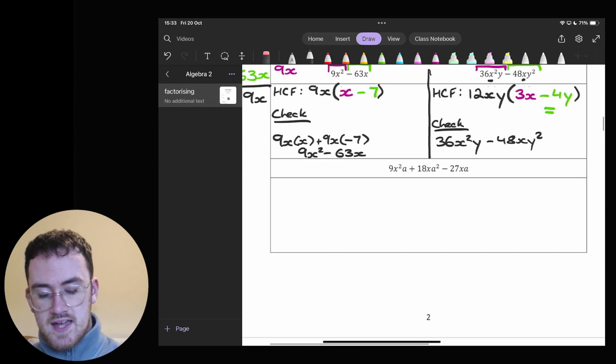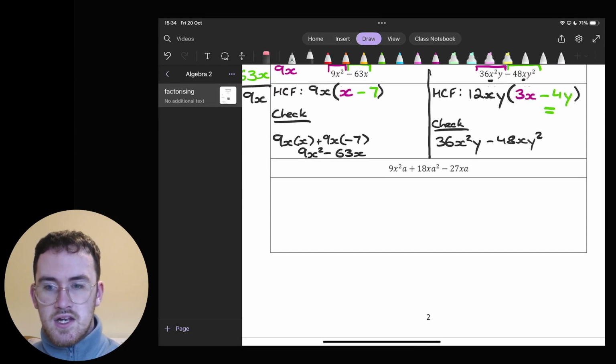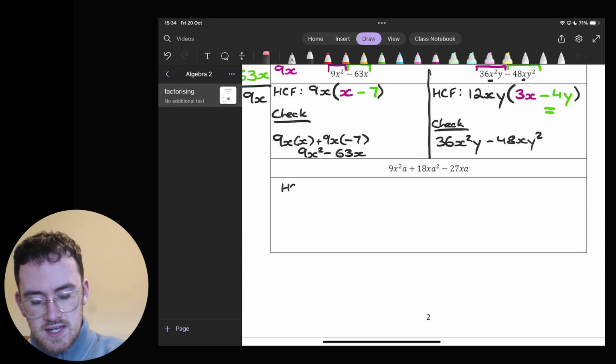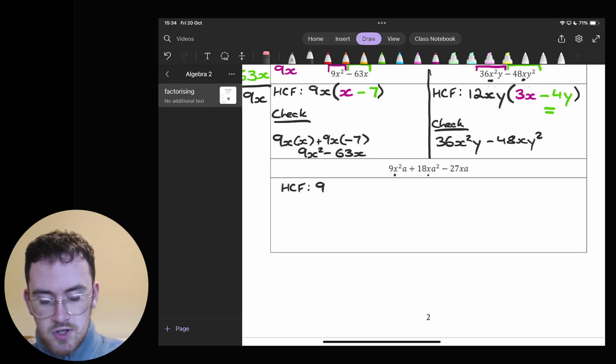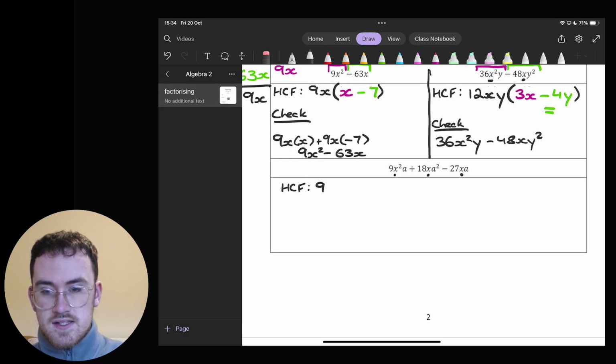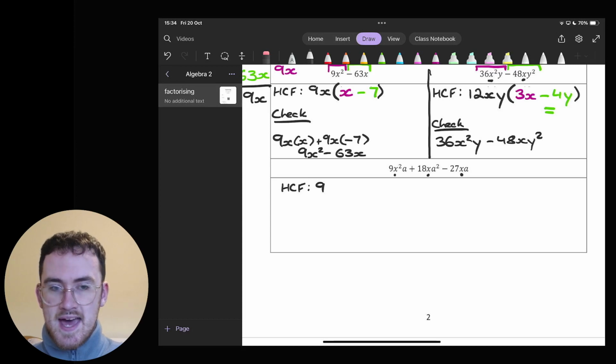So let's look at this last example. It's a little bit longer for us this time, a little bit more involved, but following the same idea. Let's look at the numbers first of all. The largest number that divides into each of those would be 9. In terms of the letters, I have an x squared here, but in the other two terms I just have an x. So I can only divide by x in all three terms.